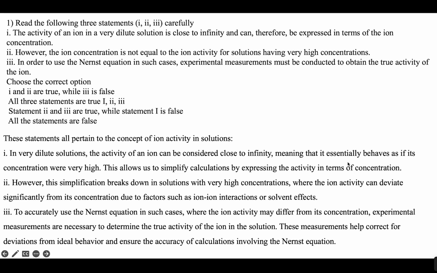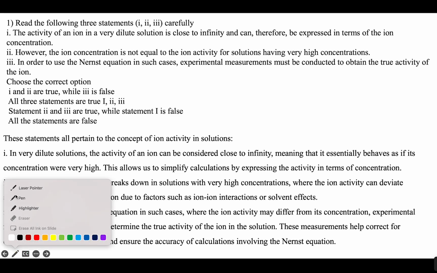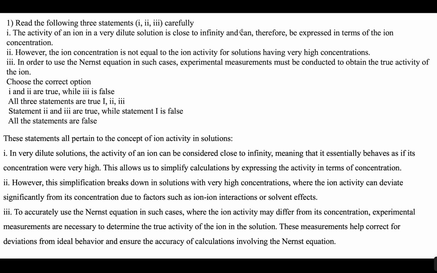The activity of an ion in a very dilute solution is close to infinity and therefore can be expressed in terms of the ion concentration. So that means if we can find a very dilute solution, the activity of the ion is close to infinity and therefore it can be estimated in terms of ion concentration.